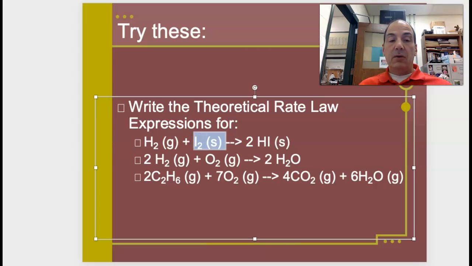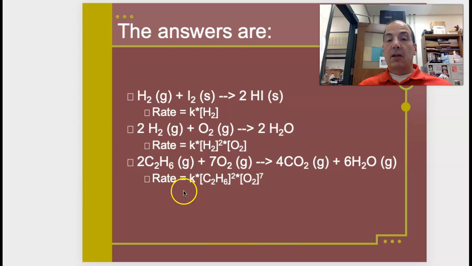All right, so if we do that, for this one we should have just rate equals K times concentration of hydrogen. For the water reaction, we're going to have rate equals K times concentration of hydrogen squared times oxygen. And for the combustion reaction here, rate equals K times concentration of ethane squared times concentration of oxygen to the 7th.